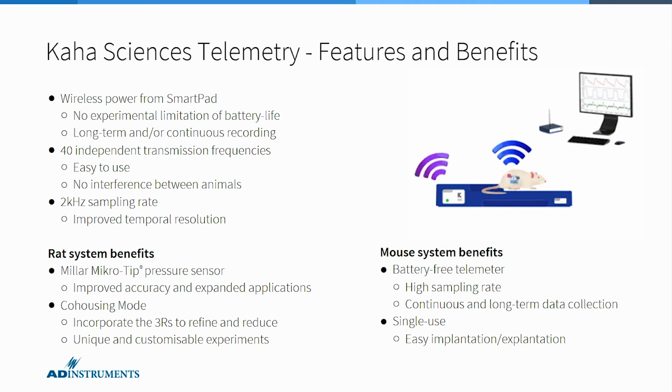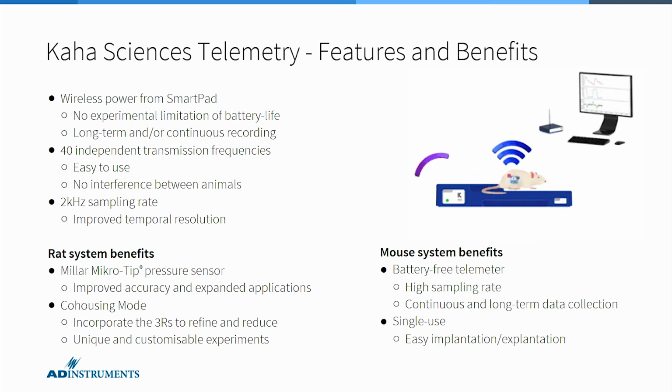So just to sum up, the wireless power system of the Car Sciences telemetry system removes the experimental limitation of battery life and supports really long-term and continuous recording. The 40 independent transmission frequencies mean that its systems are really easy to use, and there's no interference between animals. And you're sampling with a 2 kilohertz sampling rate, which is really high for improved temporal resolution.